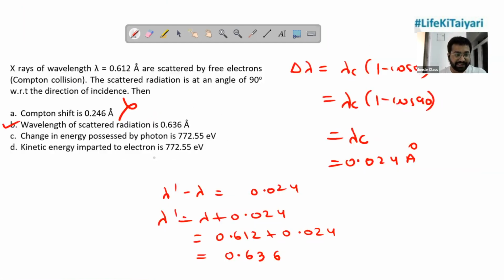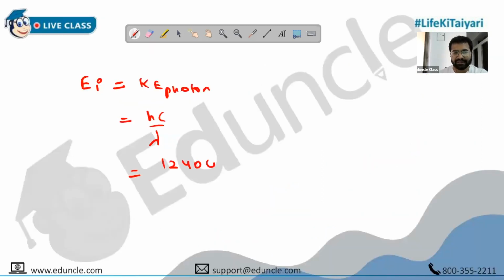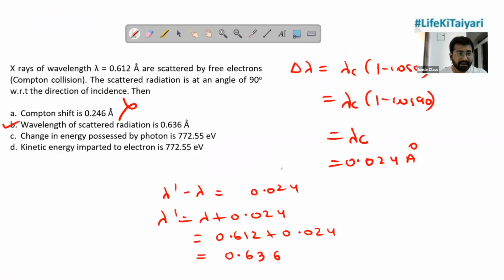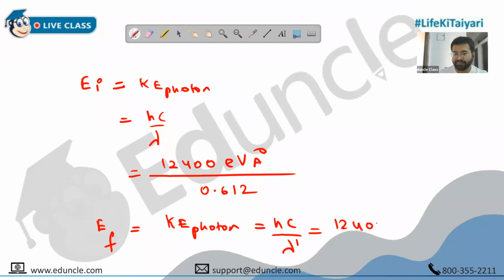Okay, so we need the answer in terms of electron volts. We can write 12,400 electron volt angstroms upon the original lambda, that's 0.612. And the final energy is again kinetic energy of photon only, hc by lambda dash. So that's again 12,400 electron volt angstroms upon lambda dash, 0.636. Let's calculate. We just need to calculate that difference.